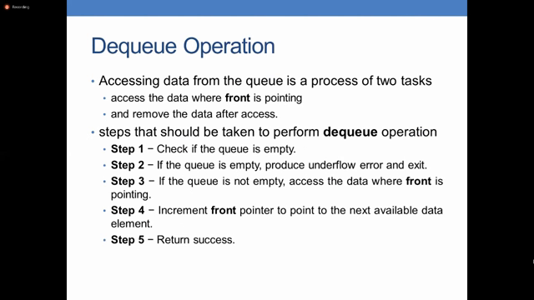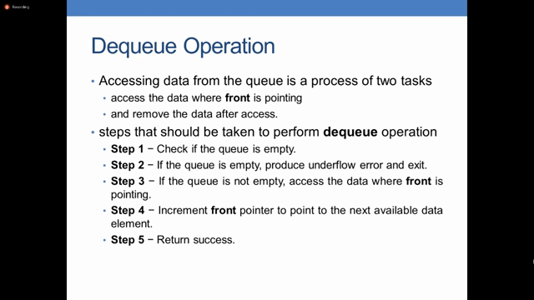Then the next operation is dequeue. This is accessing data from the queue from its stored elements. Access data where front is pointing. Dequeue always takes place at the front, and the data is removed after accessing it.